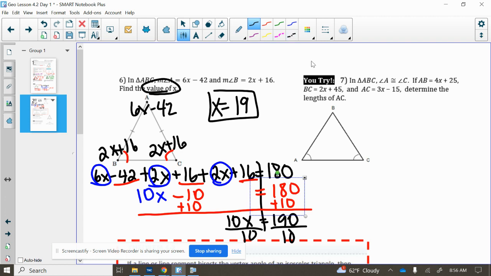All right, so on the next example, it's a U-try. They want you to determine the length of AC. First, though, you are going to need to solve for x, and then you will plug it back in to find the length of AC. I recommend labeling. Notice they're talking about side lengths. Labeling your picture will help you decide what you should set equal.